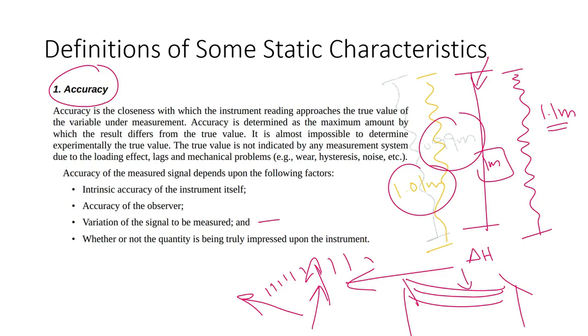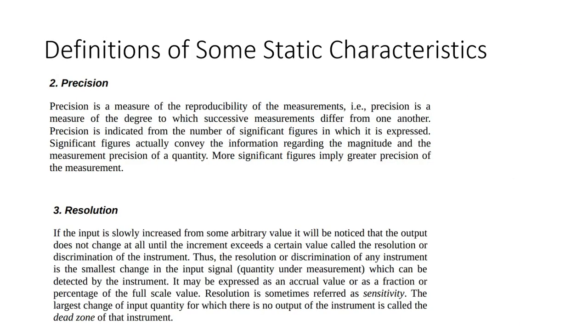Now moving on to the precision. A precise quantity is a measured quantity which is closer to its own type of quantity. So a measured quantity is checked with respect to other measured quantities.